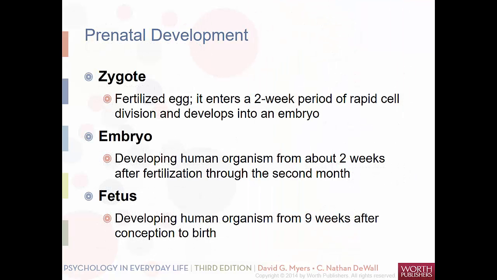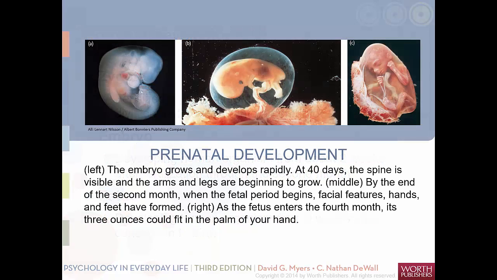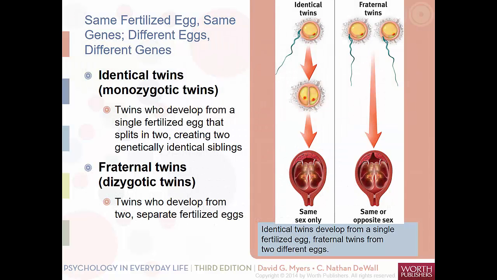A zygote is a fertilized egg. An embryo occurs after 2 weeks. A fetus is after 9 weeks. At 40 days, you can see the spine. Monozygotic twins come from the same egg. Dizygotic twins come from one egg that separates into 2.